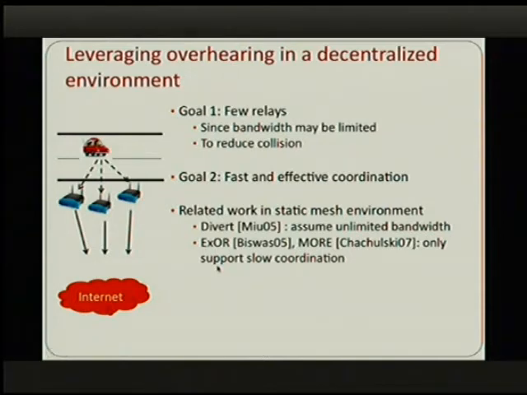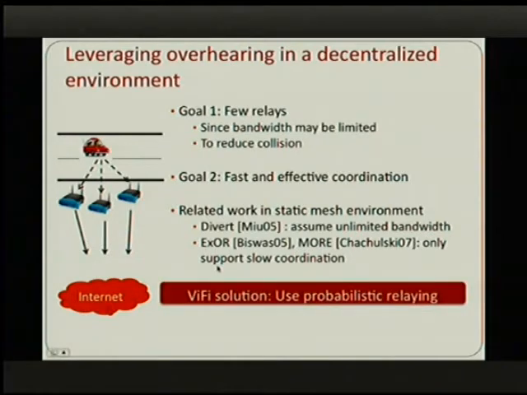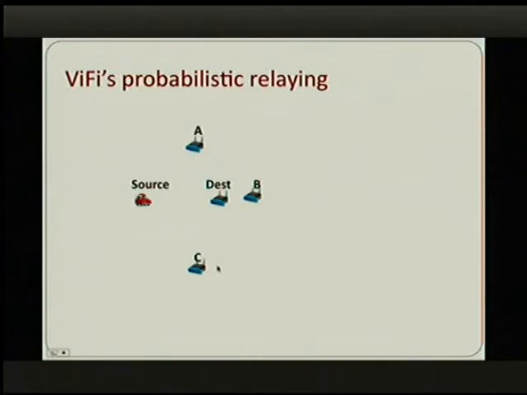So in ViFi, we use what is called probabilistic relaying. What I mean by probabilistic relaying is, suppose there's a source and a destination, and there are a few access points around. The source sends some data, the destination doesn't hear it, but A and B overhear this.